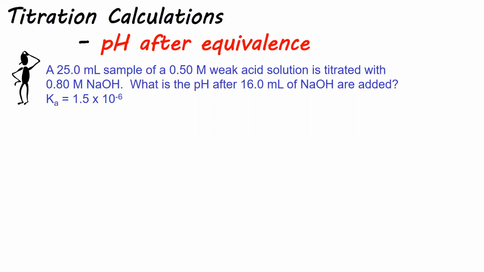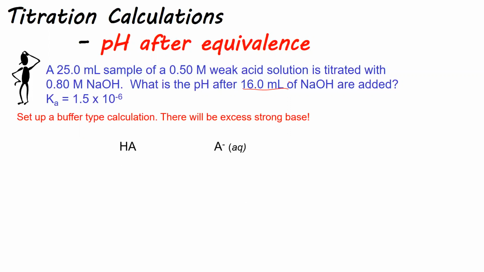All right, so the same sample, 25 mL of a 0.5 molar weak acid, titrated with 0.8 molar sodium hydroxide, and we have added 16 mL. Well, if you've watched all the videos, you have already determined that the equivalence point happened at 15.625. So we are now past the equivalence point with 16 mL. So if I set up a buffer type calculation, there's going to be excess strong base.